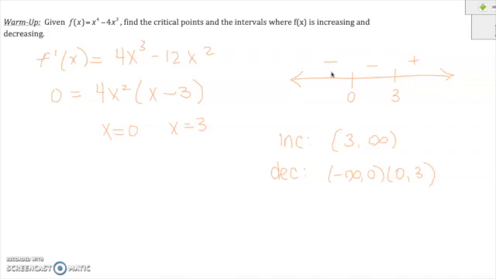I know I'm not asking for any maxes or mins, but just to talk about what's happening here, we're decreasing, and then we switch to increasing. So at this point right here at 3, we have a relative min. I know that was not asked of us, but I felt like saying it anyway.